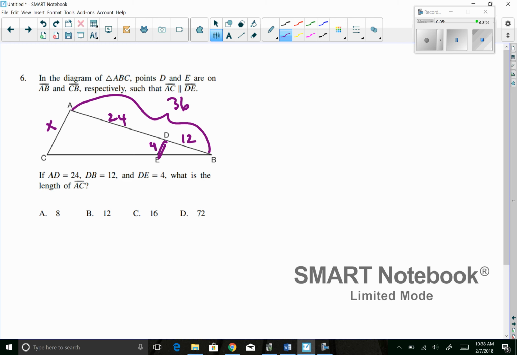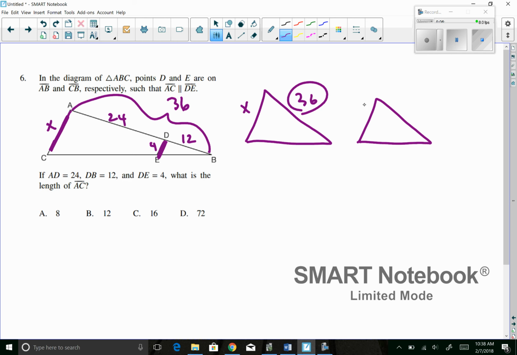Now remember, when the bases are given or labeled and you're trying to find them, you have to redraw your triangles. Don't be lazy. Some of you are being lazy and not redrawing the triangles. Because once you redraw the triangles, you notice you're not going to use 12 and 36 and 24. You're going to have to use this 36. It's important.